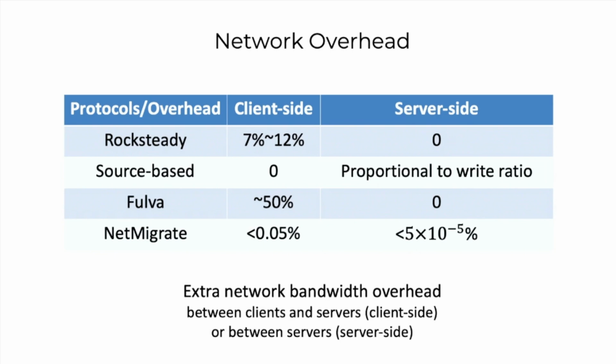And source only has the server-side overhead, which is proportional to the write ratio, because the data log size is proportional to the write ratio. And Fuel on average has 50% client-side overhead due to the double write between clients and the servers. And finally, NetMigrate has both client-side and server-side overhead, but both of them are negligible.